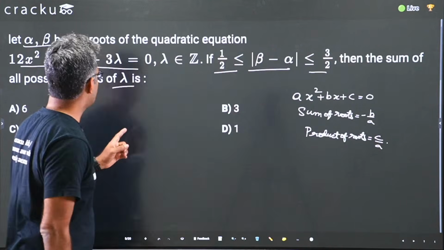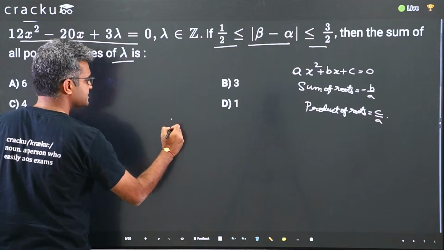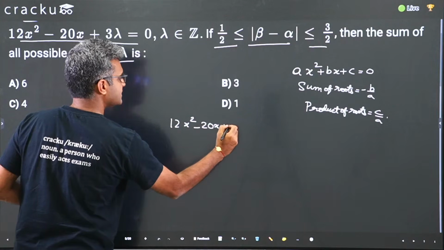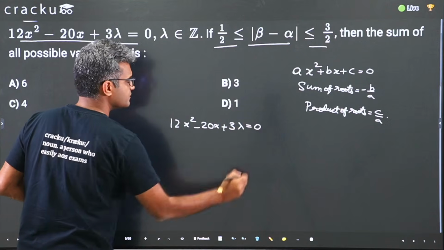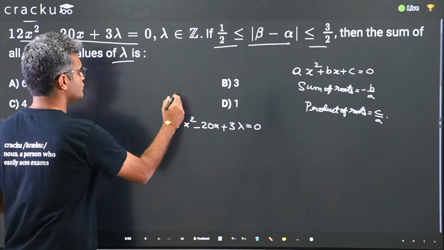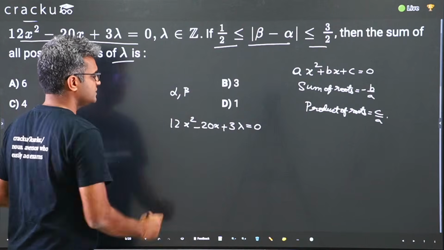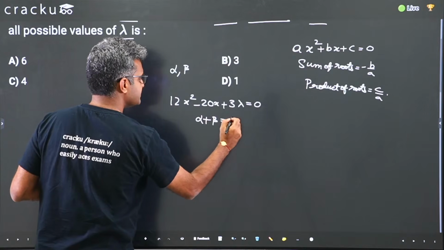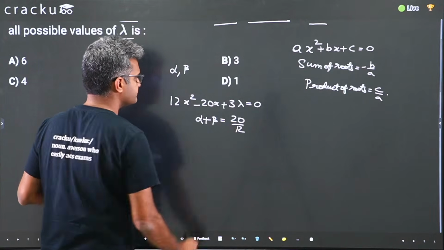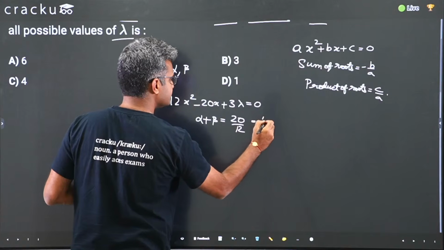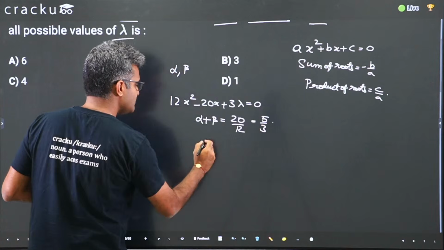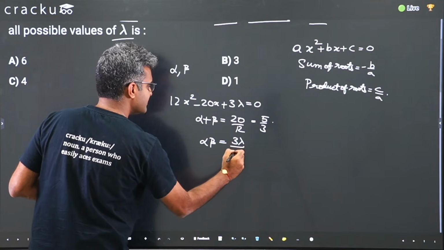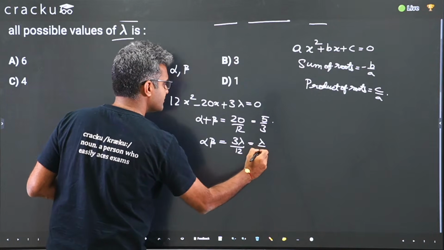In this question, the quadratic equation that is given to us is 12x square minus 20x plus 3 lambda is equal to 0. And the two roots are told to be alpha and beta. So what is the value of alpha plus beta? Alpha plus beta is 20 by 12, which is equal to 5 by 3. What is the value of alpha into beta? Alpha into beta is 3 lambda divided by 12, which is equal to lambda by 4.